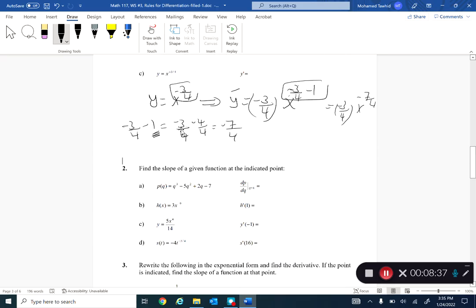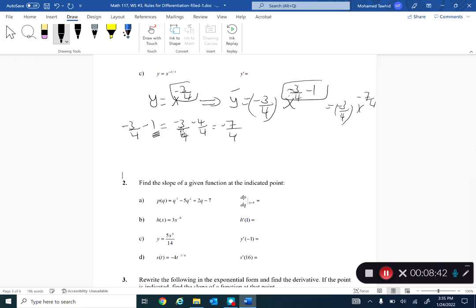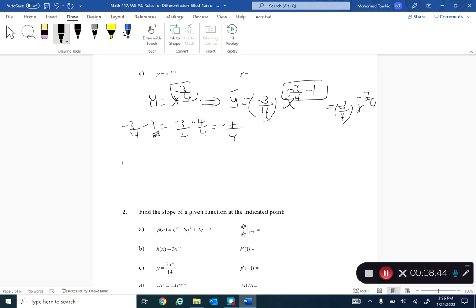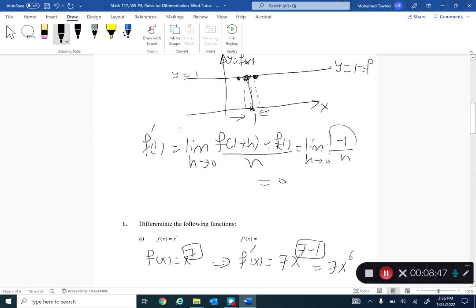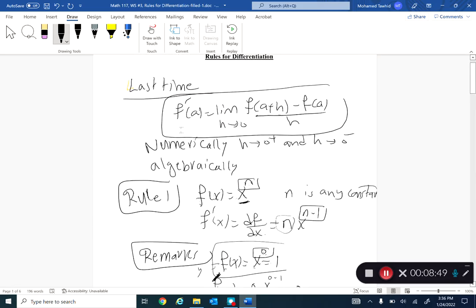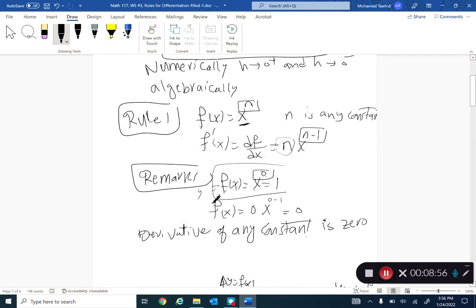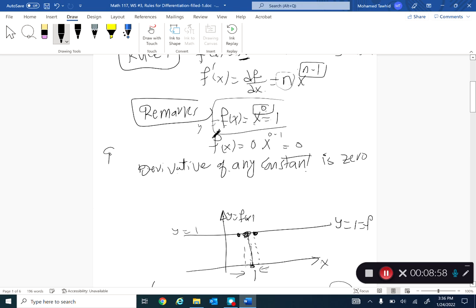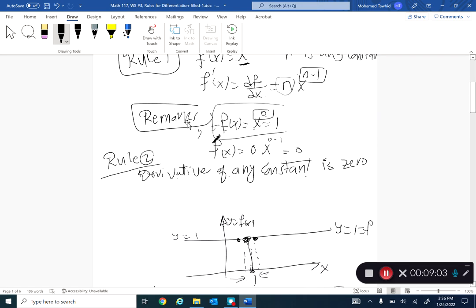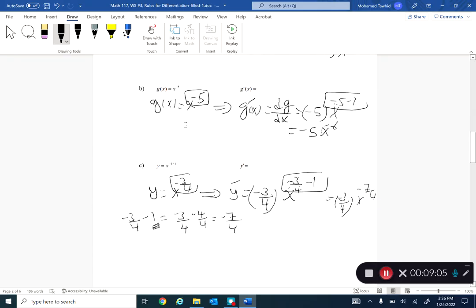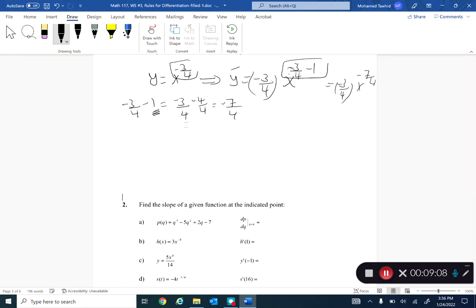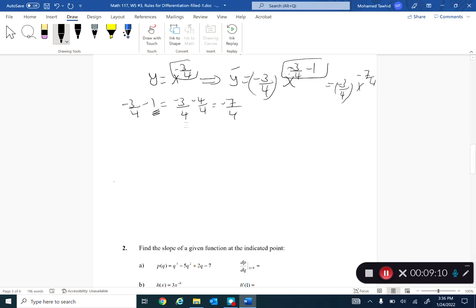Okay? So that is rule number 1. If I give you another rule here, how many rules did I give you up to now? 2 rules. What is the first rule? The derivative of x to the power n is n x to the power n minus 1. What is the second rule? The derivative of any constant should be 0. That's rule number 2, right? So now I'm going to give you rule number 3. What is rule number 3 here?